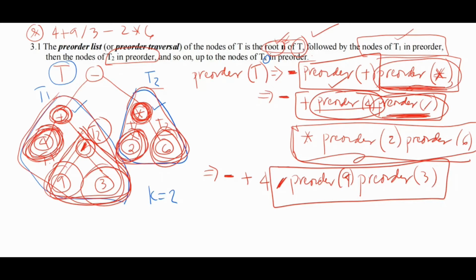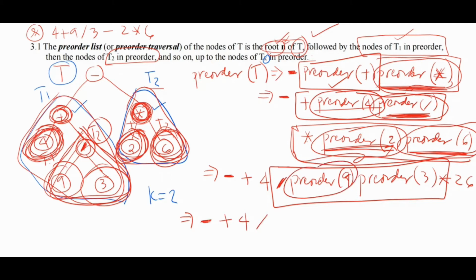And then bring down asterisk and then get the pre-order of 2. The pre-order of 2 is, this is a single node tree, so the pre-order is simply the node 2. And the pre-order of 6 is, this is a single node subtree, so it is simply 6. So again, the pre-order of 2 being a single node tree is that single node 2, and the pre-order of 6 being a single node tree is that node 6. So let's just write them here, asterisk, and then 2, 6. And to continue, bring down minus, bring down plus, bring down 4, bring down division.